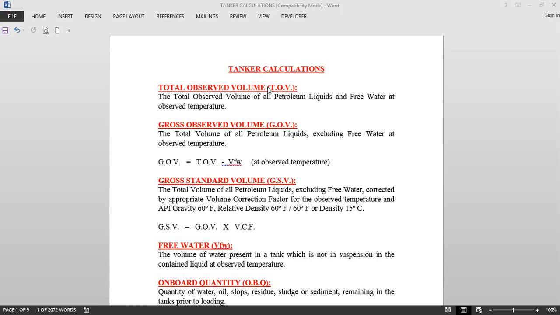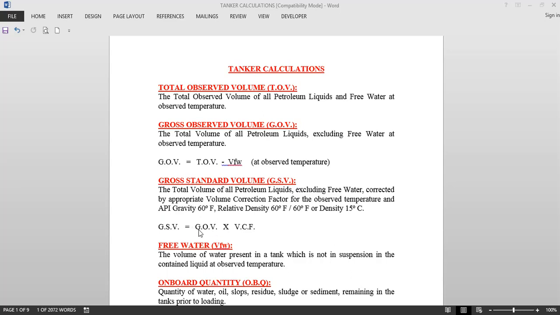Then we have the gross standard volume. Now this TOV and GOV are at the current temperature. The moment you take the ullage, the temperature inside the tank of that cargo gives you that gross observed volume. Now we need to convert this volume at observed temperature to volume at standard temperature. The volume we get at the standard temperature, 15 degrees Celsius or 60 degrees Fahrenheit, is called the gross standard volume. And this gross standard volume is equal to the gross observed volume times the volume correction factor.